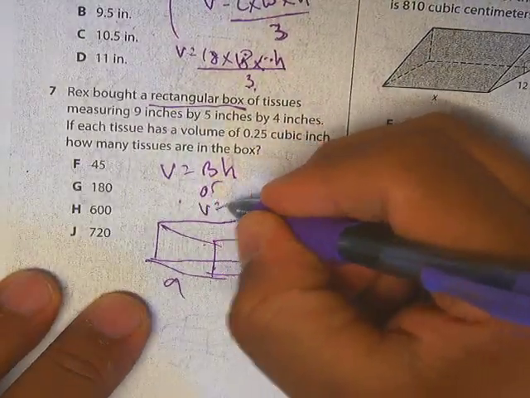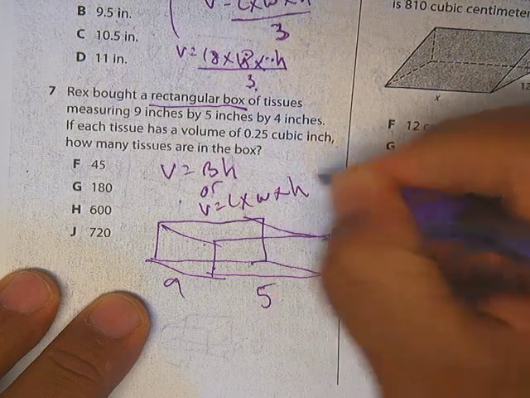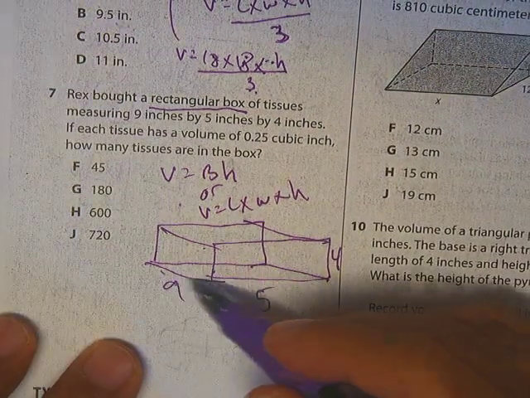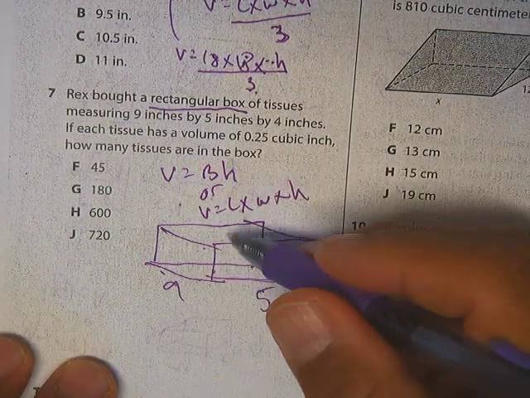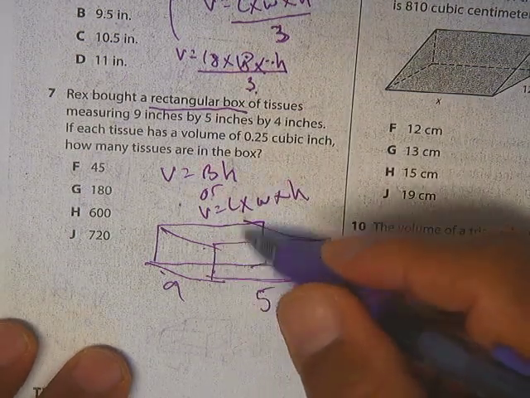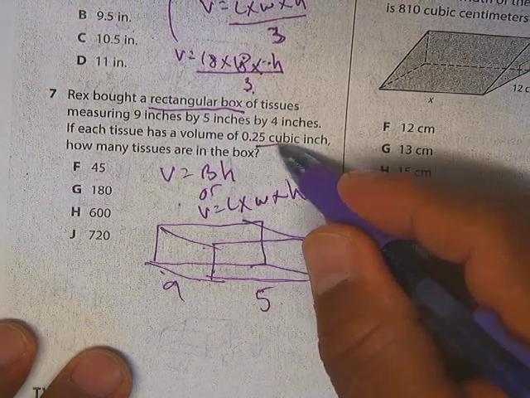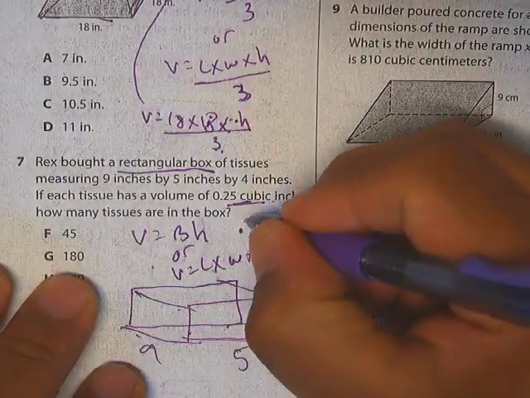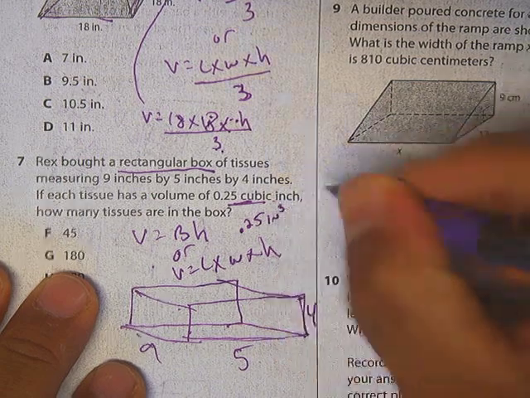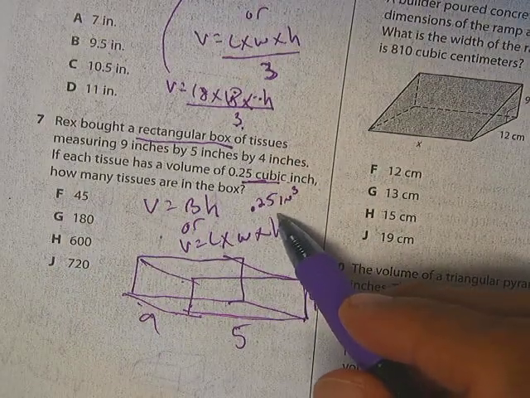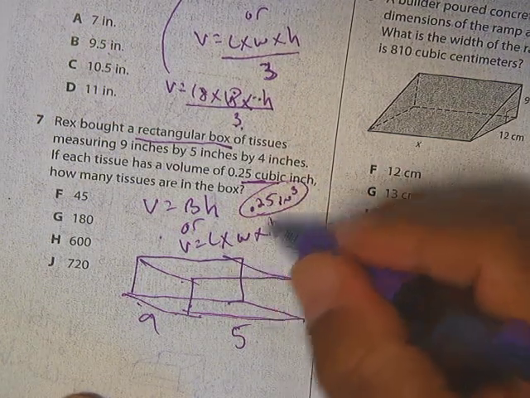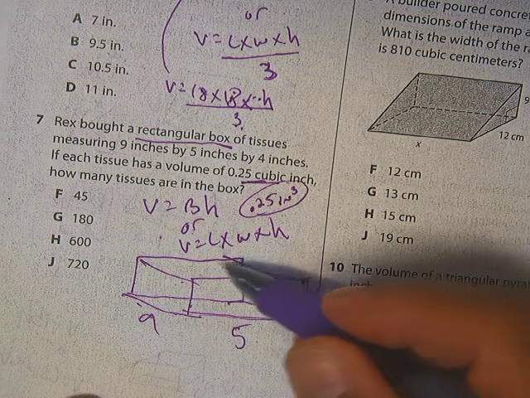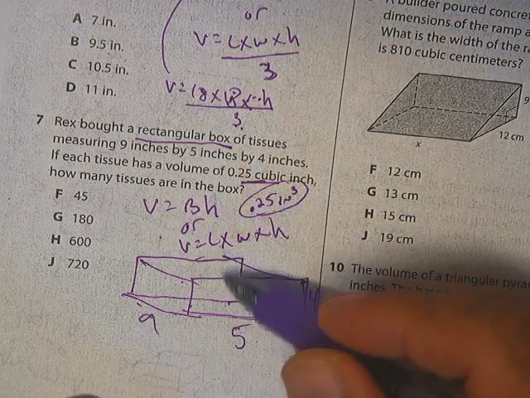Okay, and so that's what they want to find out. And so then you have to figure out first, well, what's the volume of here? Well, how do you find the volume of this guy? You can use volume equals length times width times height. Length times width times height gives you the total volume, and then you have here 0.25 cubic inches. That means each napkin measures 0.25 cubic inches.